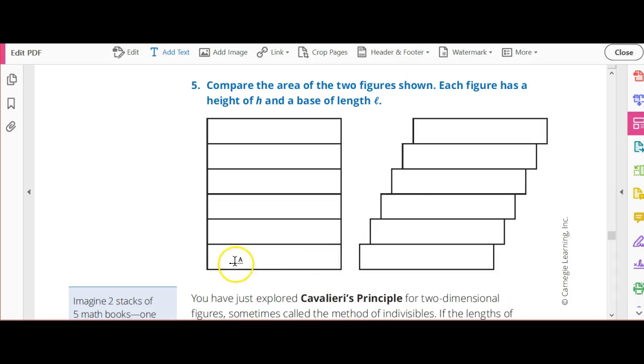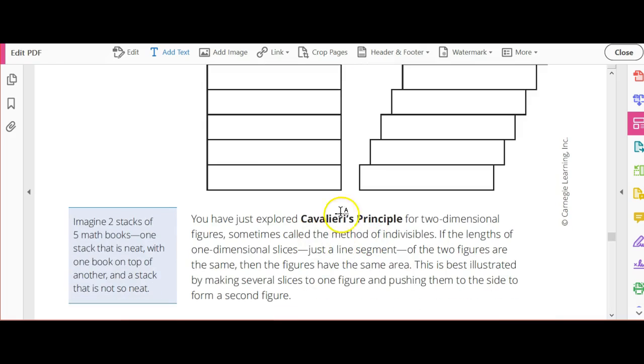So if I were in class with you, I think what I'd really try to do is show you, like if I stacked a bunch of books and we covered them up with a paper, or if we had some strips, would it really make much difference if I shifted those strips of paper off to the side? Would that really change these areas? If every single rectangle was congruent to the last, would it matter at all that we shifted them? Okay, this is Cavalieri's principle for two-dimensional figures, sometimes called the method of indivisibles.